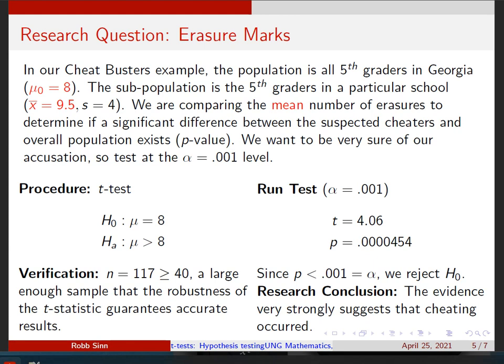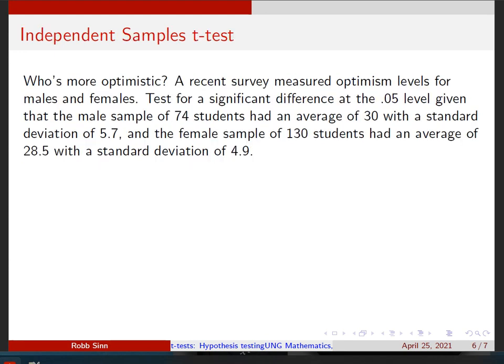Okay, so this is one of the ways that these testing experts went about determining where cheating occurred, and then that would help inform who they needed to talk to in their investigation. All right, so that's just a straight up t-test.